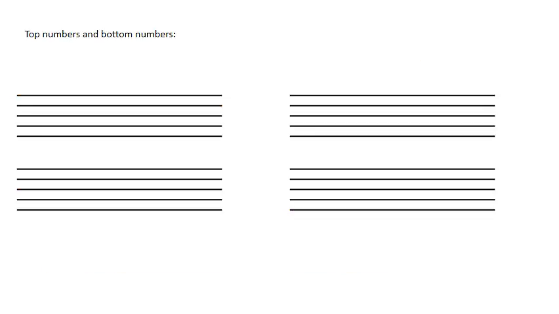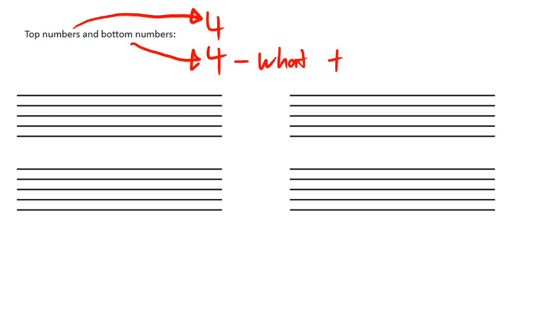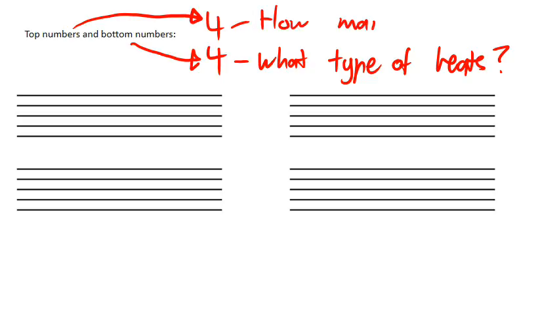Okay guys, so let's look at what that means actually. If I write 4/4 time, the top number is 4, the bottom number is also a 4. The bottom number means what type of beats, and the top number means how many of them there are. How many beats.